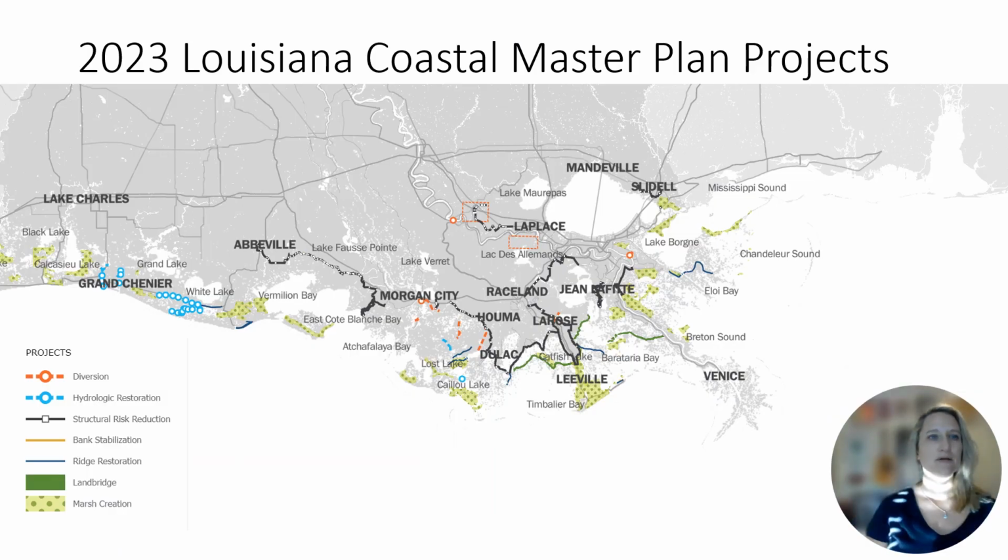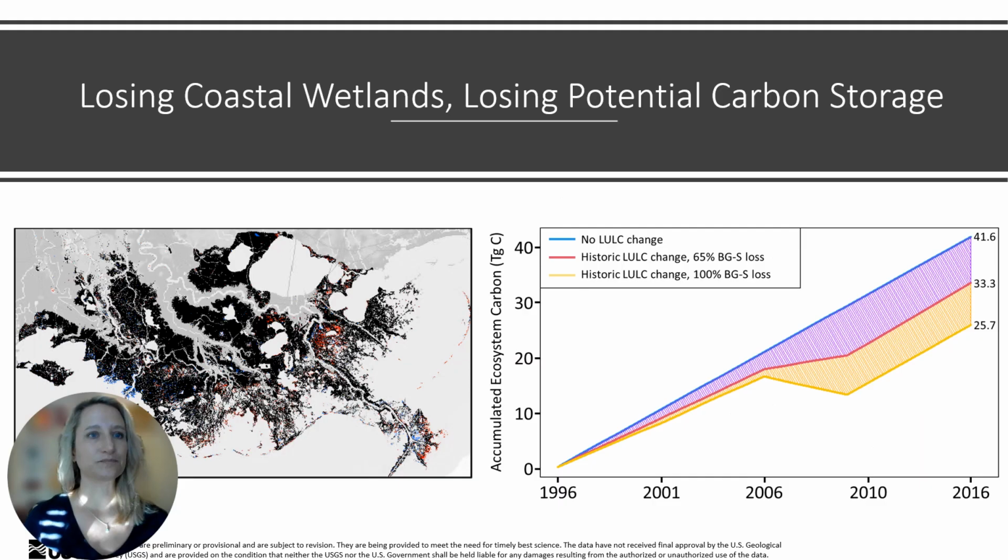A big component of that is to use the Louisiana Coastal Master Plan, which has proposed almost 200 different restoration projects across the state. And so we're working with the state to use projections of land cover from these projects and include that in our Lucas model to assess carbon sequestration associated with all of these coastal wetland projects.